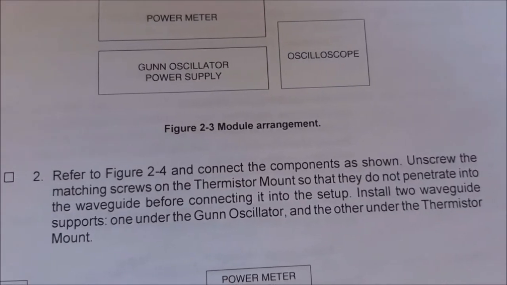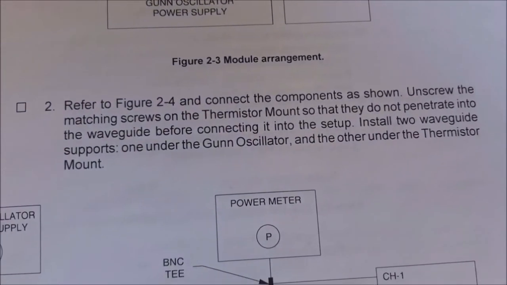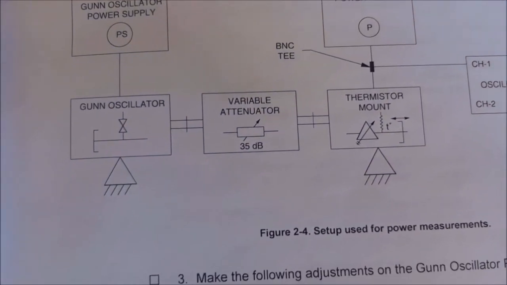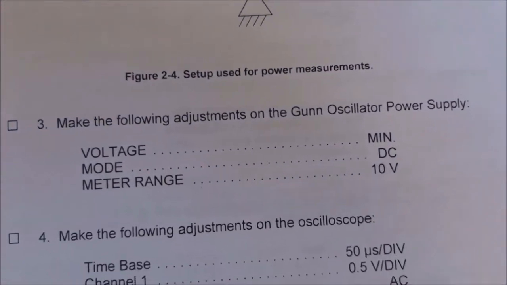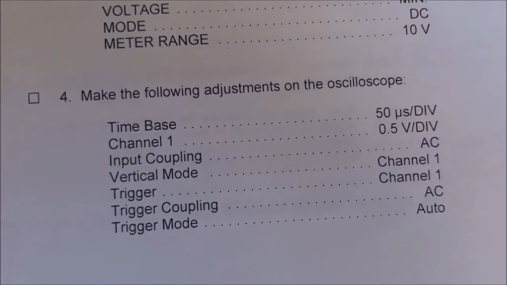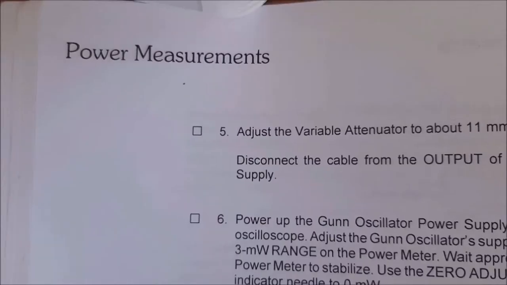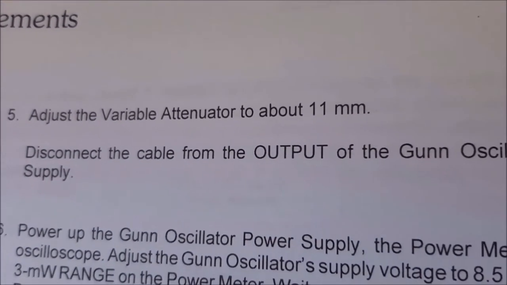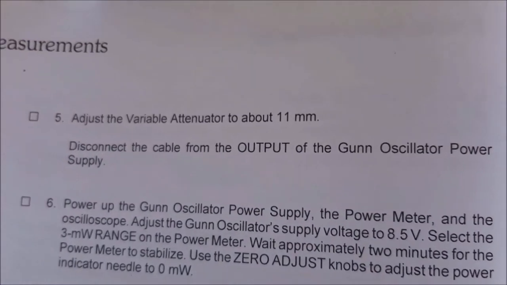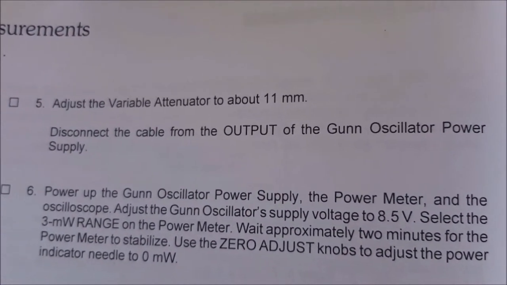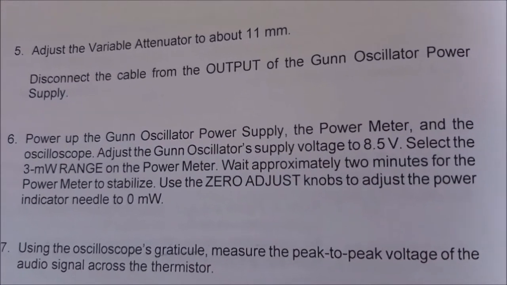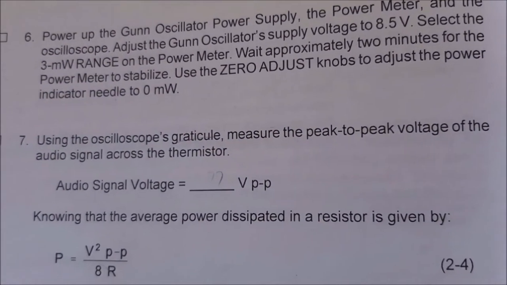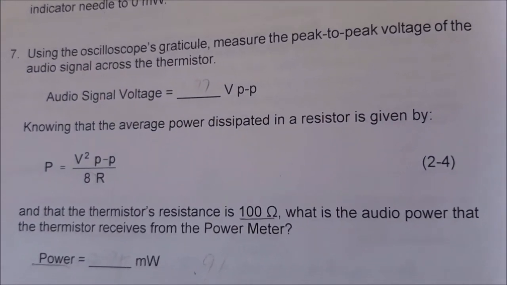Let us start. We need a GaN oscillator, power supply and oscilloscope. Look at the circuit diagram. We have to prepare a circuit like this. See the settings for the power supply and the oscilloscope. Step 7 is to measure the audio power only. Step 10 is for applying microwave power. Step 12 is to measure the reduced audio power because of the presence of the microwave signal.